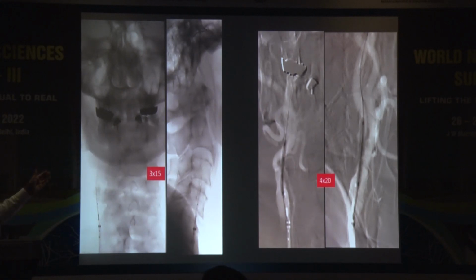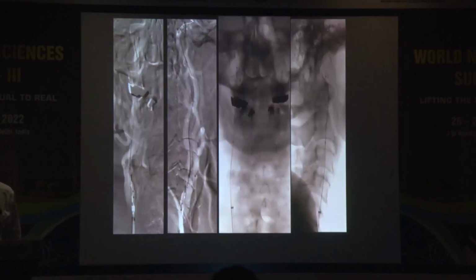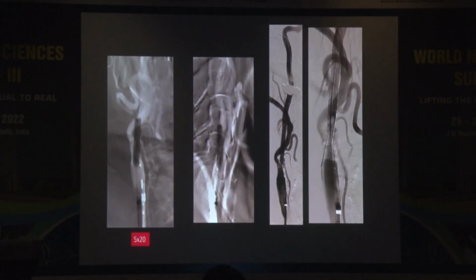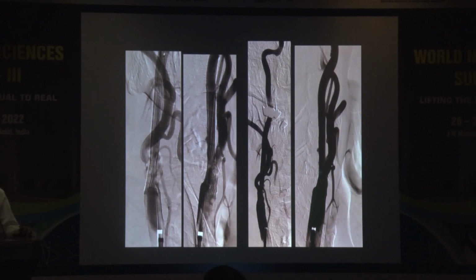So here you can see we are using a 3.15 balloon first to open and create a channel, didn't work. We are using a 4.20, didn't work. Then we have to use bigger balloons before we could finally open up a channel to place the stent. So that's a big balloon plasty which we have to do to make the stent fit into that place. So the eventual result is good, but our usual time will be 20 to 25 minutes for a carotid stenting. In this case, it's almost a double.